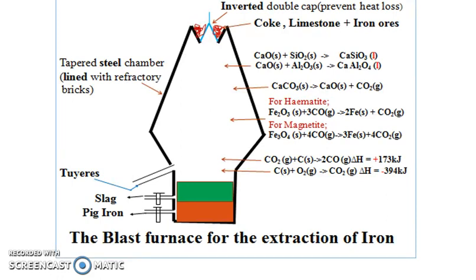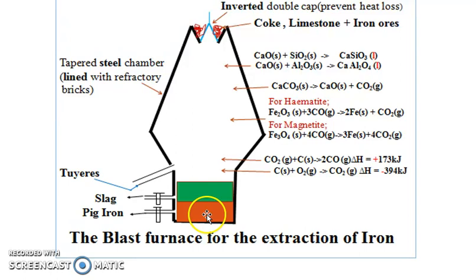This is the diagram showing how the blast furnace looks, and this is what we are saying. We have the inverted double cap to prevent heat loss and also to prevent the escaping of any gases into the atmosphere. Then this is the lining of the blast furnace, which is tapered and lined with refractory bricks all through. Then we have the small holes that we are calling the tuyeres, where hot air is supplied into the furnace.